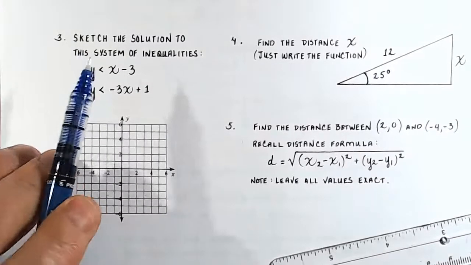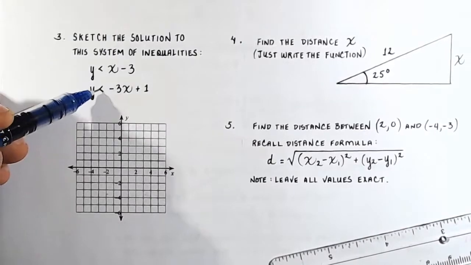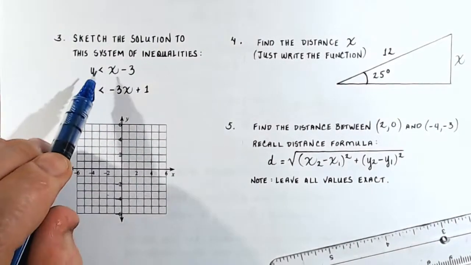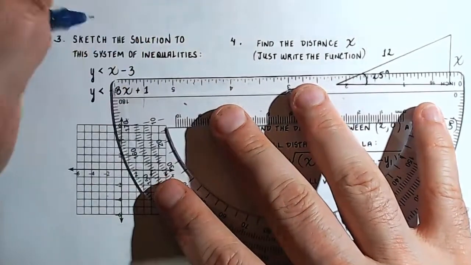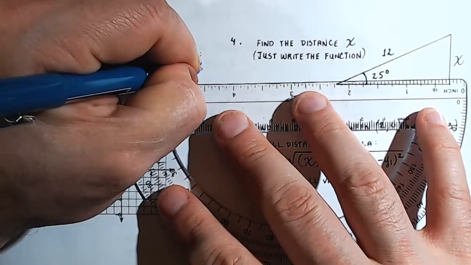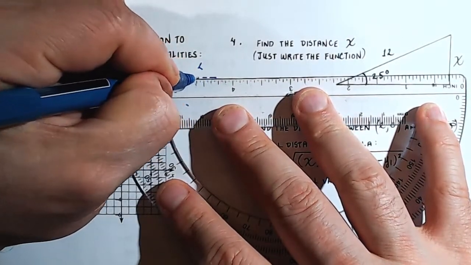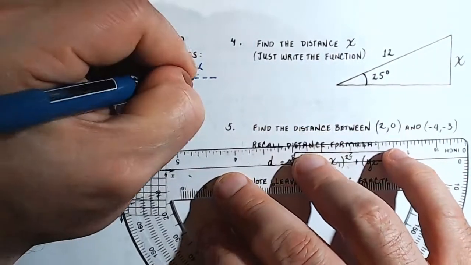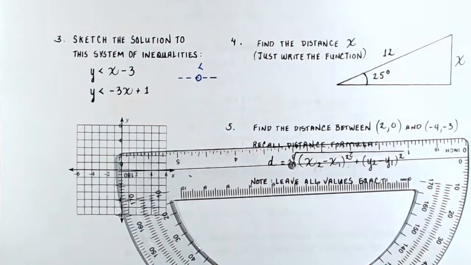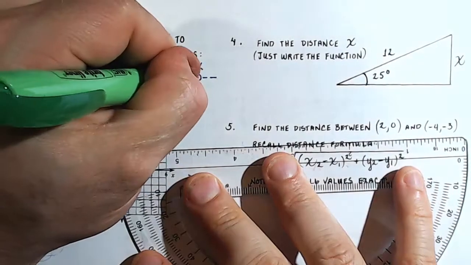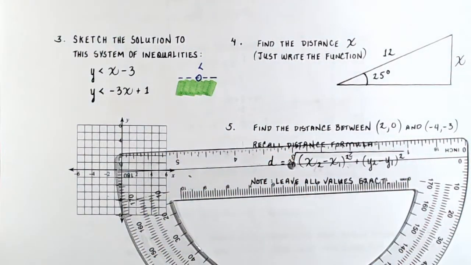Okay, we're asked to sketch the solution to a system of inequalities. Here I've got these inequality symbols. These are both less than symbols. Quick reminder, a less than symbol means that I will have a dotted line and open circles. And when I shade, I will be shading below the line, because it's less than.